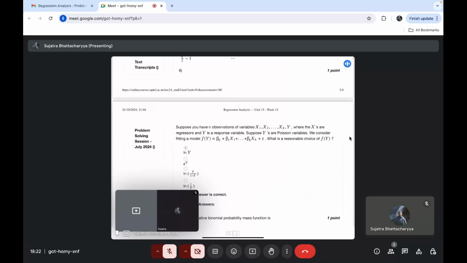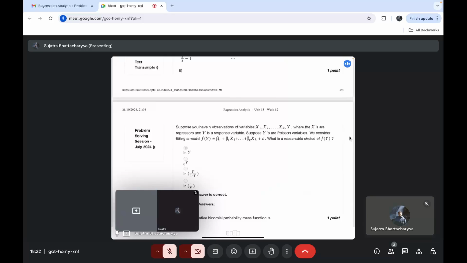Again, the reasonable choice of f of y. So whenever you have y coming from some kind of distribution like the Poisson distribution, other than the normal distribution, because our assumption is that y should come from a normal distribution, just like the error term. Error term should come from a normal distribution. Similarly, y should also come from a normal distribution. But if it is not a normal distribution, then we use a generalized linear model where we write f of y is equal to like this as the model, where f of y is some kind of a link function.